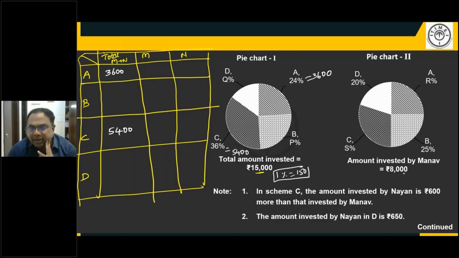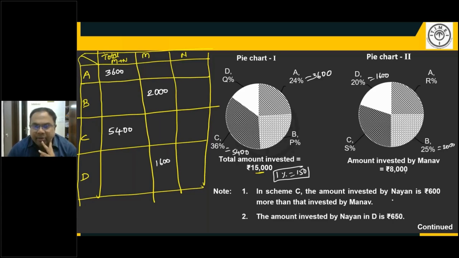Here 20% will be 1600. This is D by Manav, 1600. 25%, 1 by 4, is 2000. Manav is 2000 in scheme B. That's all. We don't know A and C. This is R% and S%.